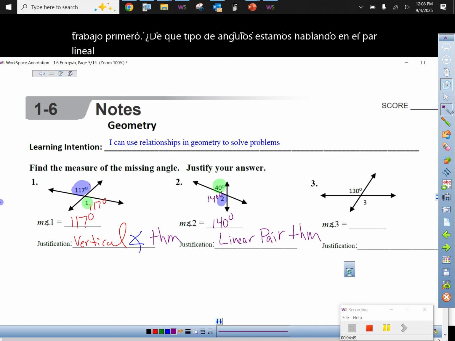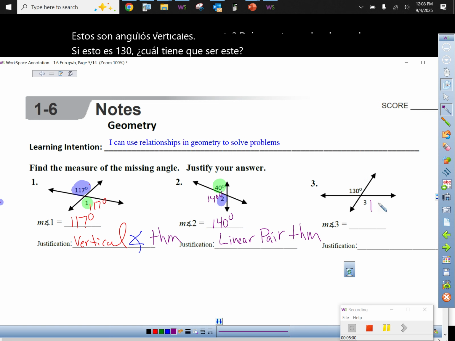What do you got? These are vertical angles. If this is 130, what does this one have to be? 130 degrees. And the question you're going to hate is me going, why? Why do vertical angles have to be the same? 3 words, baby. Vertical angle theorem, right?